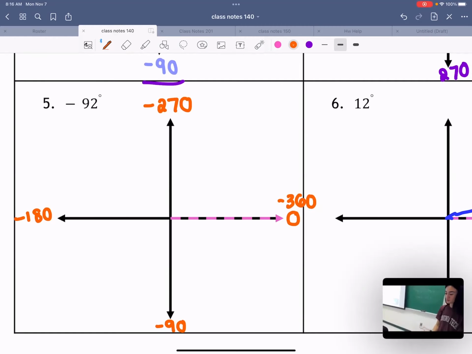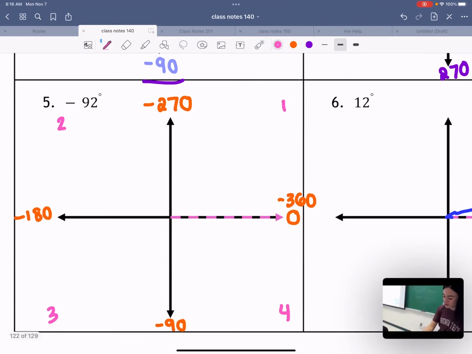Thinking about my quadrants, is this angle going to be in quadrant 1, 2, 3, or 4? 3, right? Because negative 92 is between negative 90 and negative 180. So here I didn't even need to find a coterminal angle. I know that it's between negative 90 and negative 180, closer to negative 90. So I know my angle has to be a little bit closer, maybe like that.